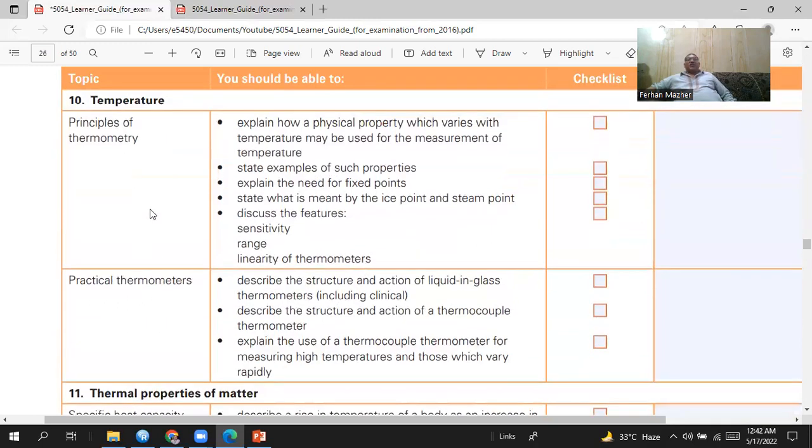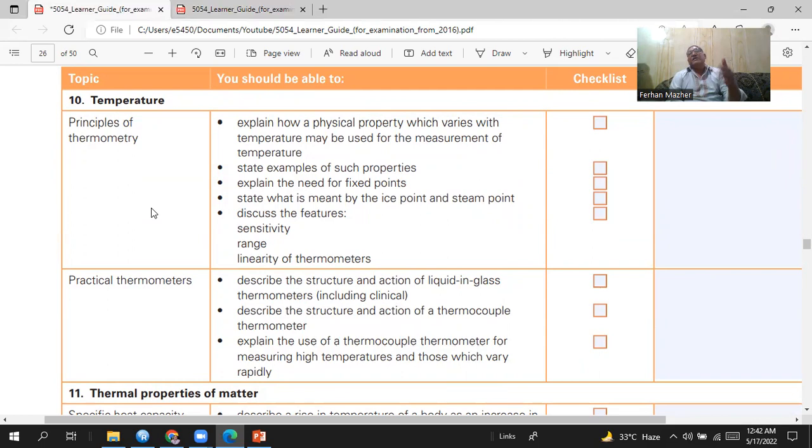Okay, so the next topic which we have is topic number 10. That's the principle of thermometry. Explain how a physical property which varies with temperature may be used for the measurement of the temperature. There are different properties which vary uniformly with the change in the temperature, and we can use them to make thermometers. We call them thermometric properties.